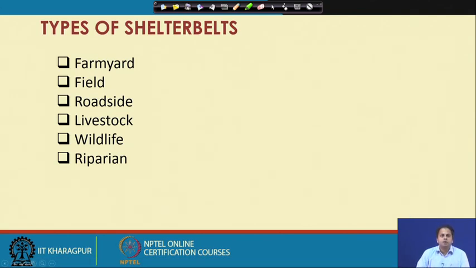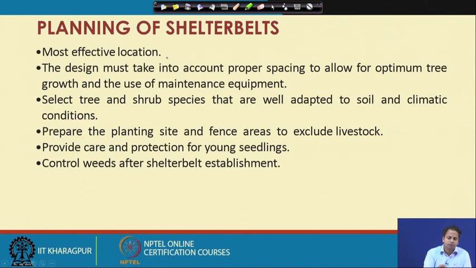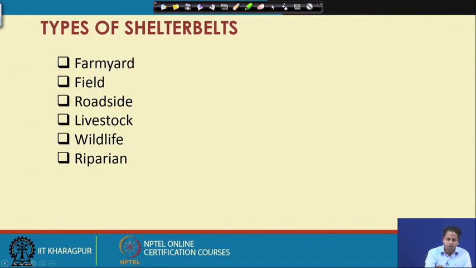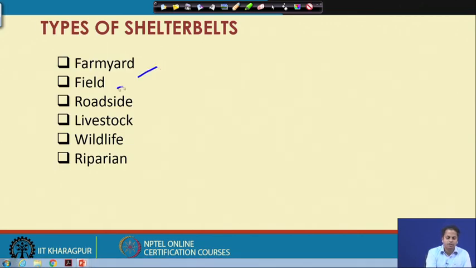There are different types of shelter belts, and these can be named differently depending on their objectives: farmyard, field shelter belts, roadside shelter belts, livestock, wildlife and riparian shelter belts. All of them have different objectives, and depending on their objective their design parameters change.